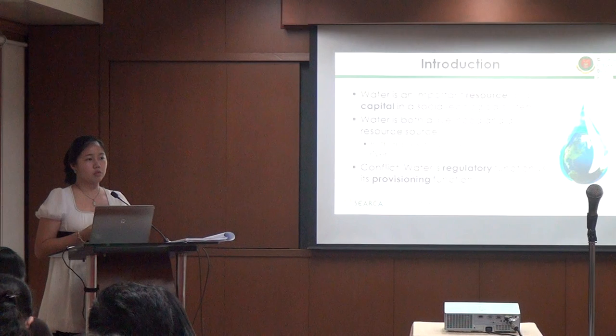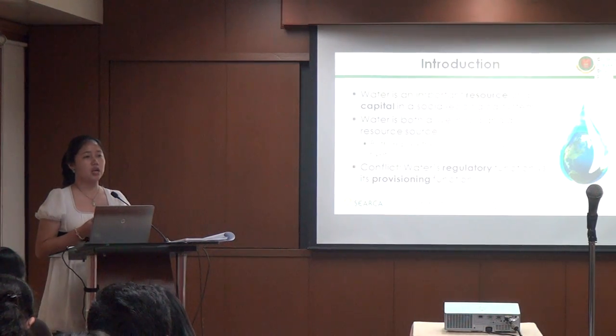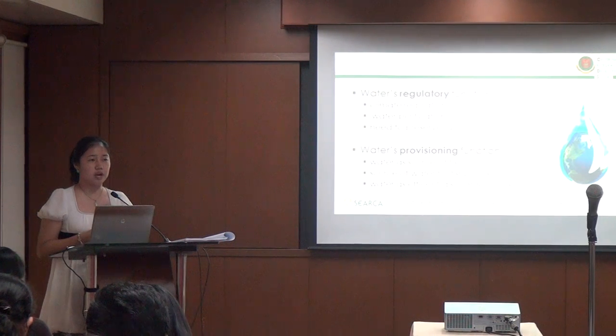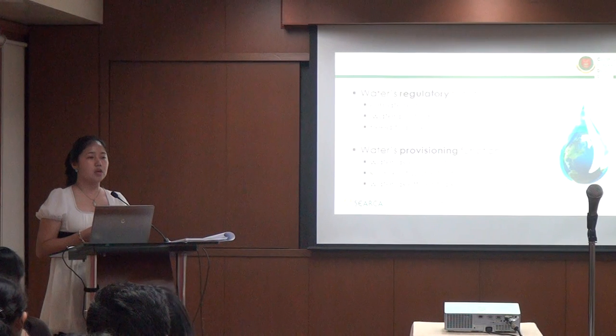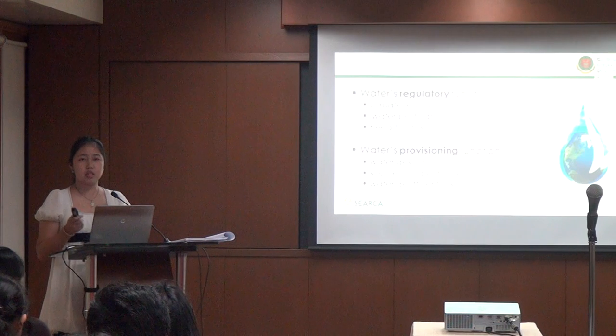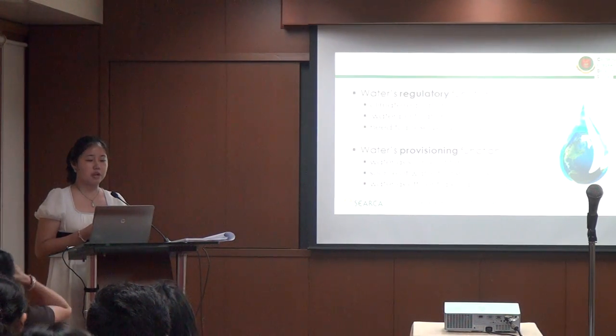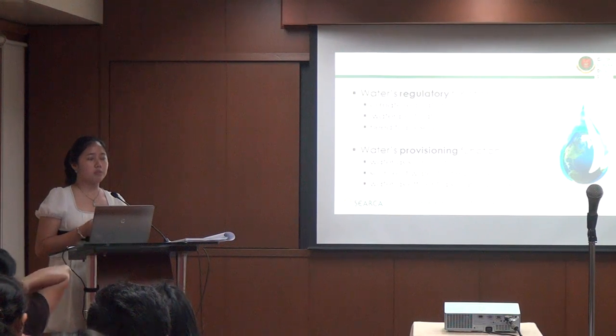If we look at water based on its uses, then we now have a conflict because at times water can be used for its regulatory function and water can also be used for its provisioning functions. Some examples of the regulatory functions of water are climate regulation and water purification, which would need to preserve the riverbeds in order to control flooding and also to increase diversity, especially in mangrove systems.